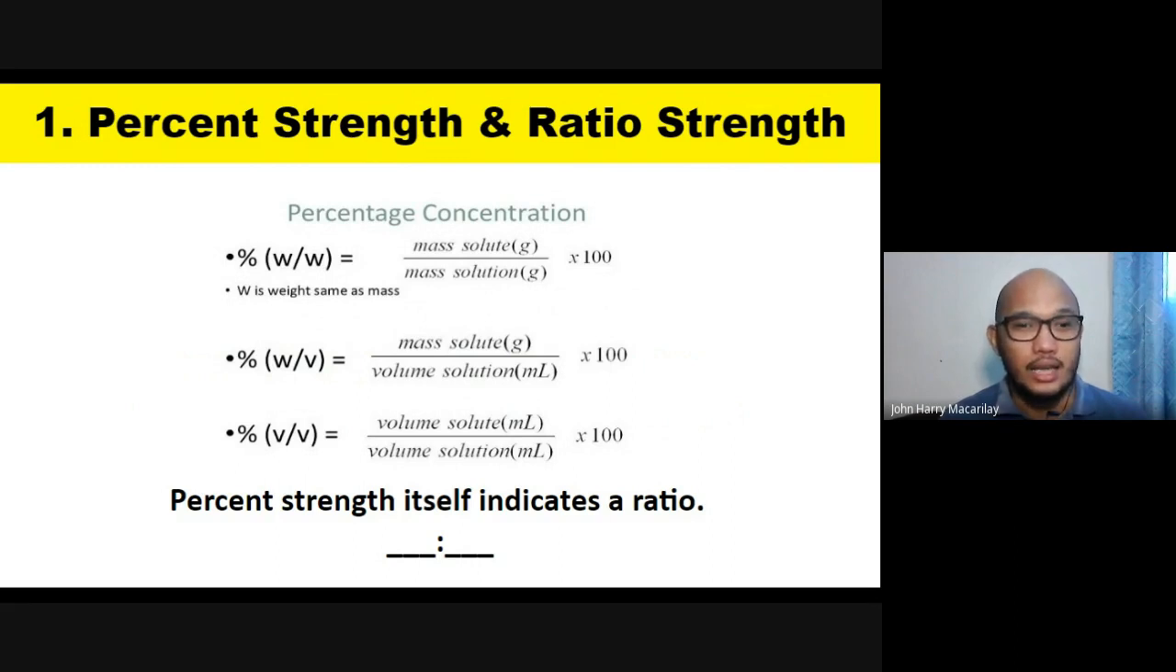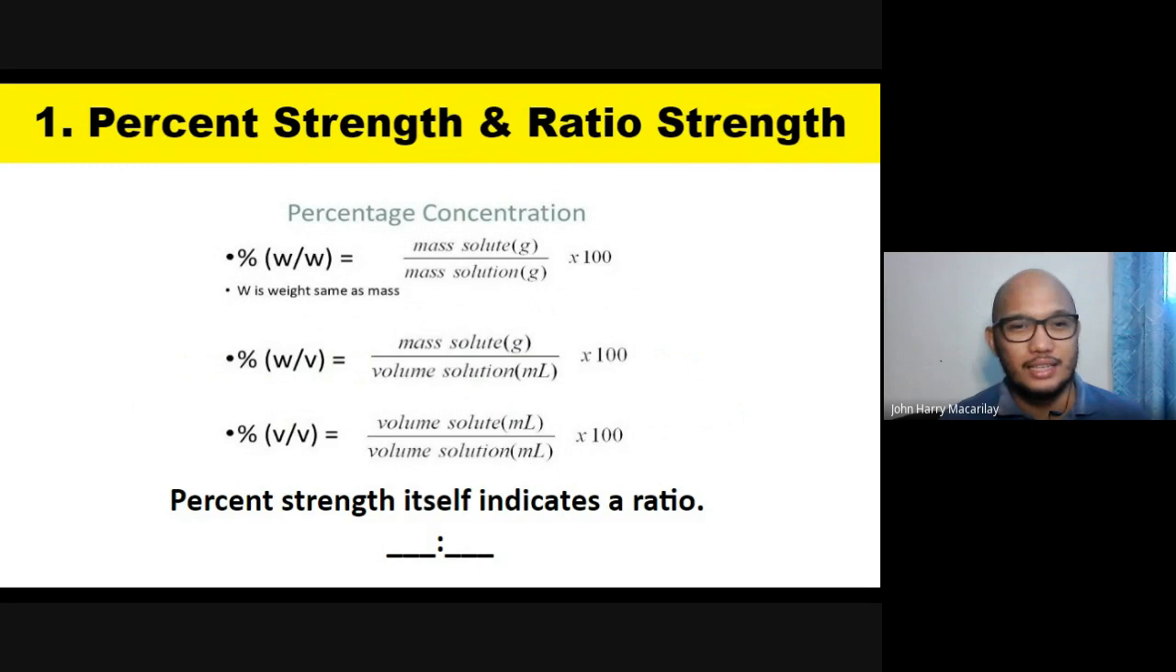And then for ratio strength, it is between two values, a portion of a whole, wherein the value on the left side is the portion or the part of the solute, and on the right side is the part of your solution. It is separated by a colon, and it is read as "is to." So for example, 1 is to 10, 1 is to 20, 1 is to 5. It is related to your fraction. The only difference from a fraction is the symbol that is being used, and how we read the fraction is "over." So for example, 1 over 5 as a ratio is 1 is to 5.